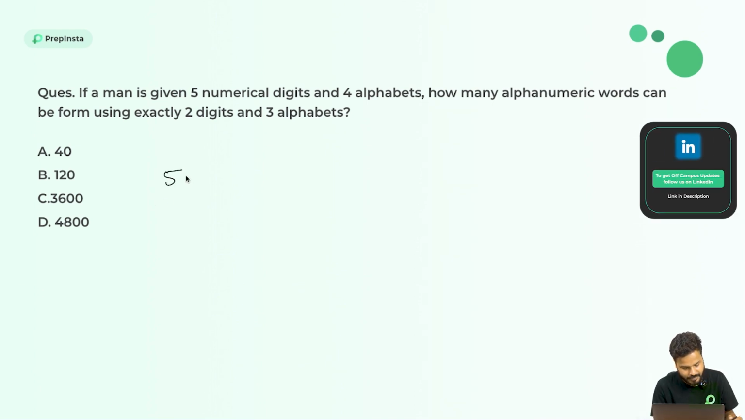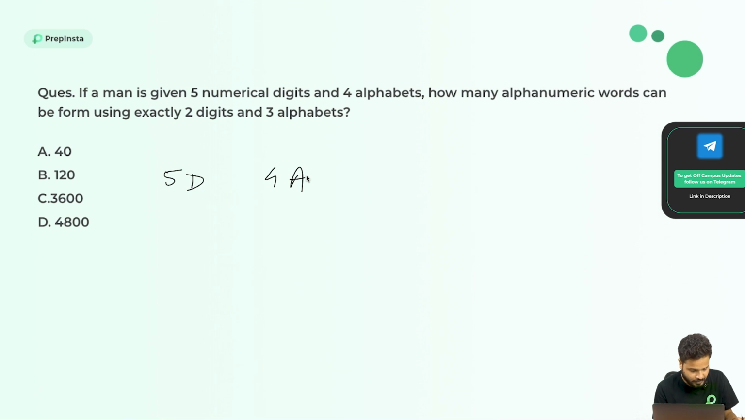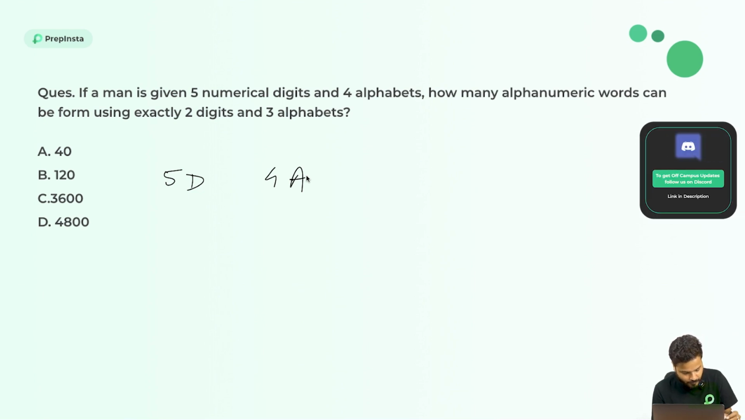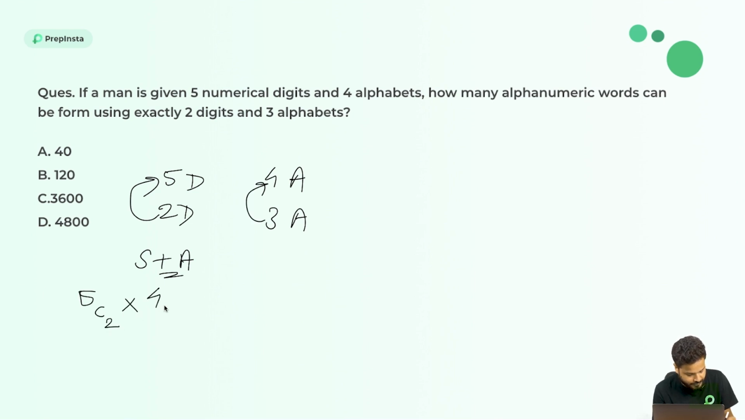So guys, in this question, it is given that there are 5 numerical digits and 4 alphabets. I have to create alphanumeric words using 2 digits and 3 alphabets. So what I have to do is first select and then arrange them. How do I select 2 digits out of 5 digits? Selecting 2 from 5, that is 5C2. Selecting 3 out of 4 is 4C3.